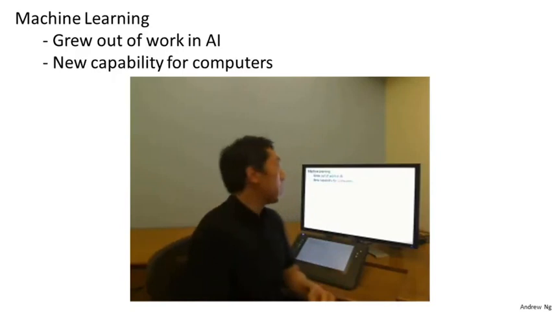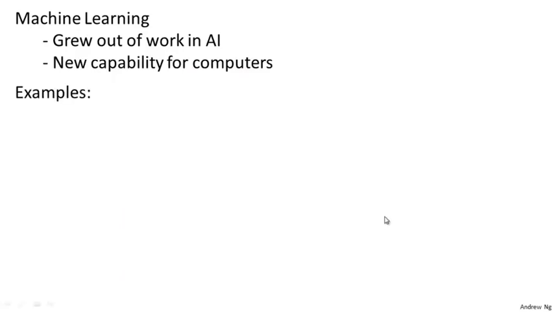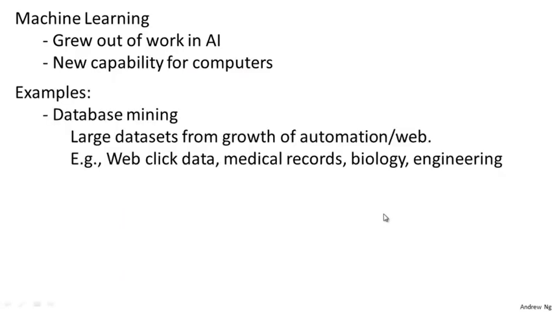Here are some modern examples of machine learning. There's database mining. One of the reasons machine learning is so prevalent is the growth of the web and the growth of automation. All this means that we have much larger data sets than ever before. So for example, tons of Silicon Valley companies are today collecting web click data, also called clickstream data, and are trying to use machine learning algorithms to mine this data to understand the users better and to serve the users better. That's a huge segment of Silicon Valley right now.